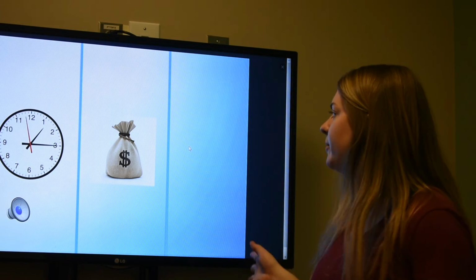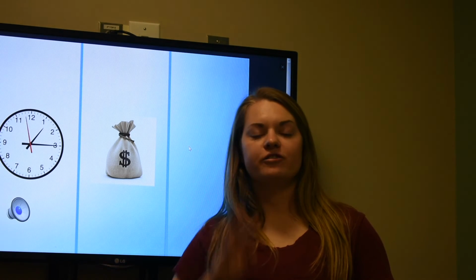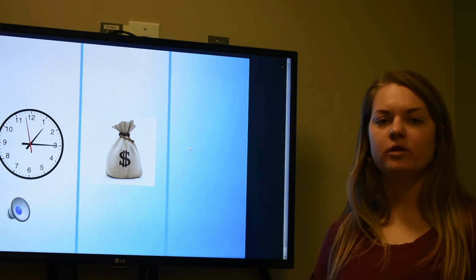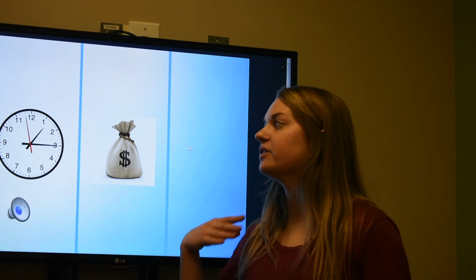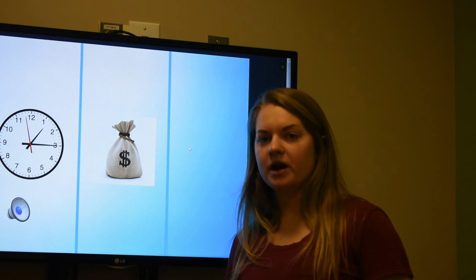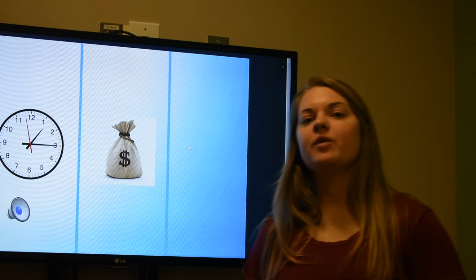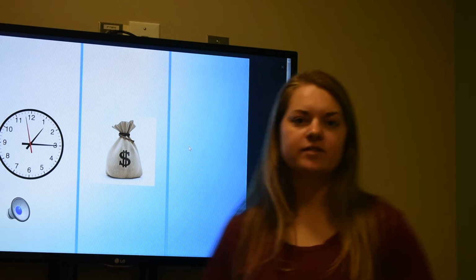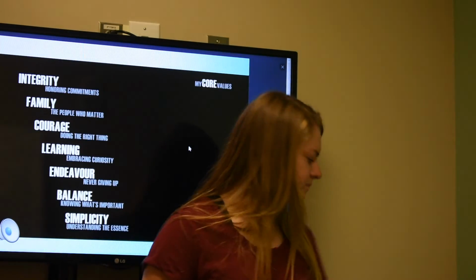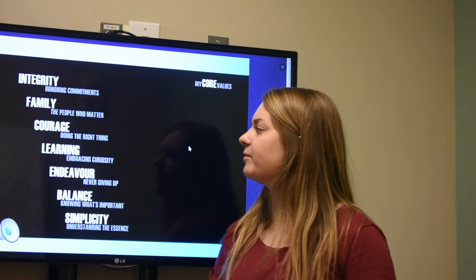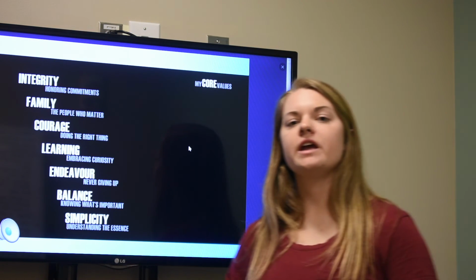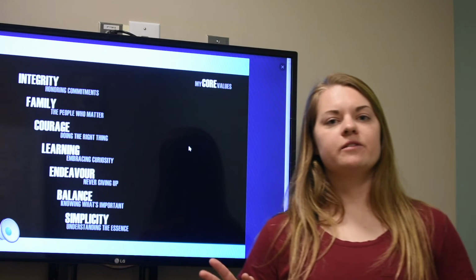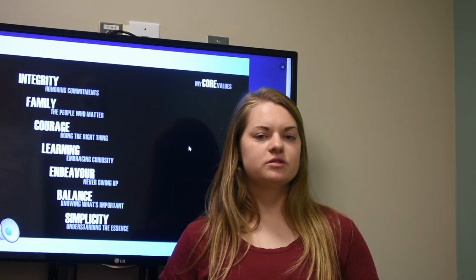And on the 3rd column, I want you to write down your 5 values. And it's okay if you want to change your values, that's totally fine, because you want them to align with what you spend your time and your money on. And if you want a new list of values, you can go to page 33, and I have some here. Integrity, family, courage, learning, endeavor, balance, and simplicity. Now I'm going to give you guys some time to write down your new values.